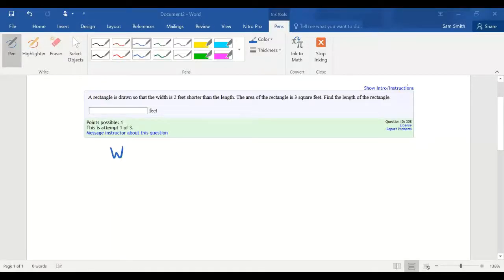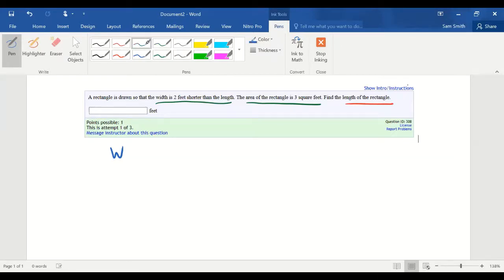So I would like to show you a video of how I would solve a problem like this one. This comes from homework 10.4. I think this is a copy of the second question. A rectangle is drawn so that the width is 2 feet shorter than the length. So I'm going to underline that. The area of the rectangle is 3 square feet. Find the length of the rectangle.